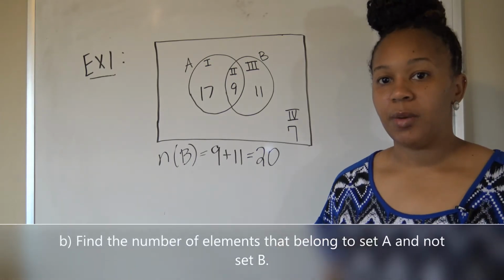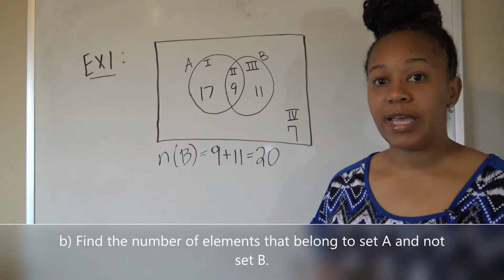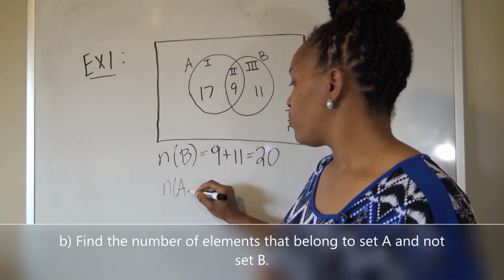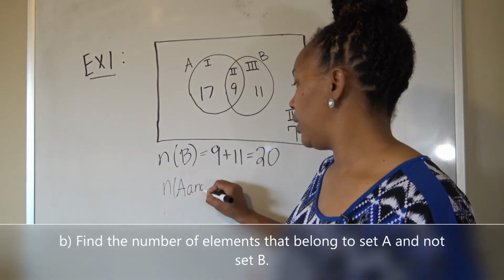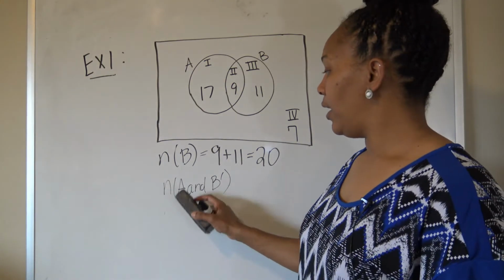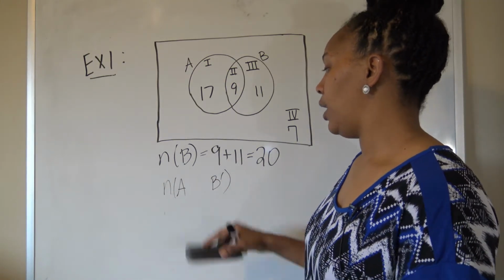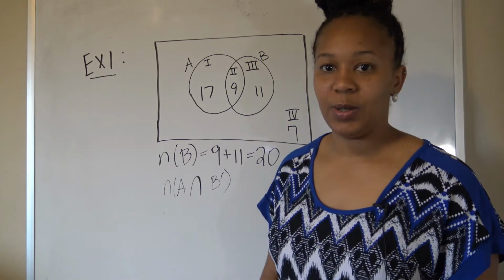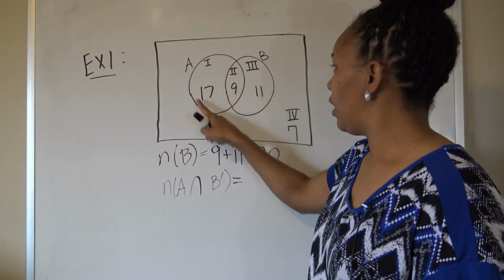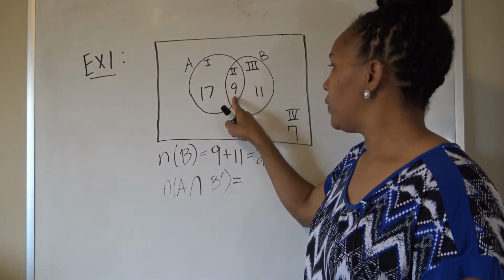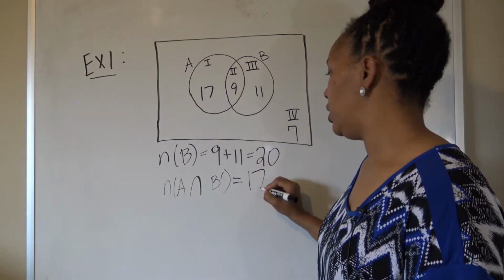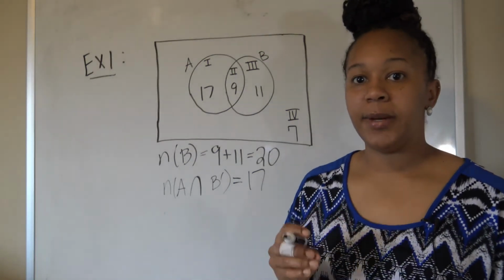For part B, the second part, we want to find the number of elements that belong to A but not B. So we want to know the number of elements in A and not B. I'm just going to write it out. So I'm writing it out as A and not B. And remember, and is the same as intersection. So A intersect not B. That's the elements that are in A. A is all of this circle, but this part also includes B. Since I don't want B, I take that out and I'm left with just this number right here, the 17. So that's the number of elements that are in A but not B.